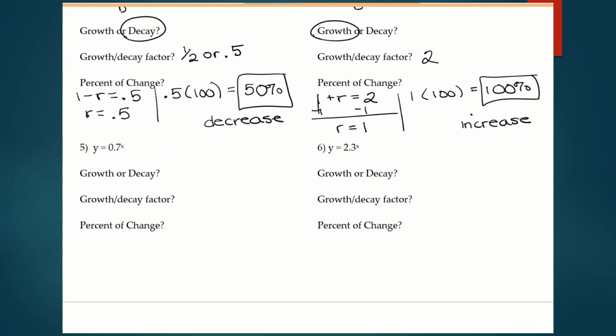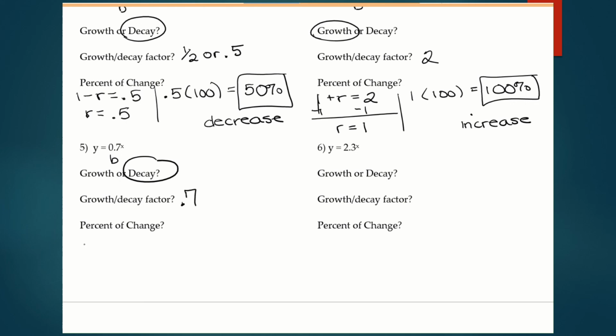Looking at number 5, y equals 0.7 raised to the power of x. Don't be fooled. This 0.7 right here is actually your b value because it is the constant that's attached to the exponent of x. So therefore it is your b value. Seeing that it's 0.7, which is between 0 and 1, this is a decay. I'm going to write that down here.